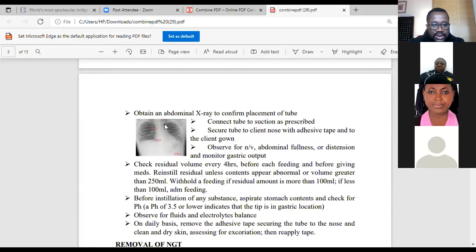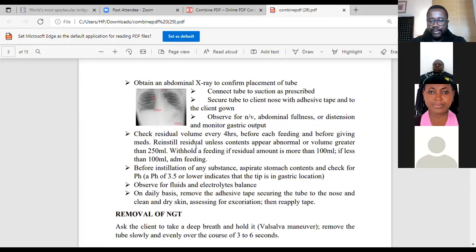You can see the X-ray here. You can see something yellowish here. This is the tube. The stomach is tilted to the left side, right? To the left side. This is why the tube comes here like this, you see. So checking to be sure that the tube is inside, you use abdominal X-ray. Okay. Now, connect the tube as prescribed, secure it to the nose. This one is okay. Observe for nausea, vomiting, abdominal distension.